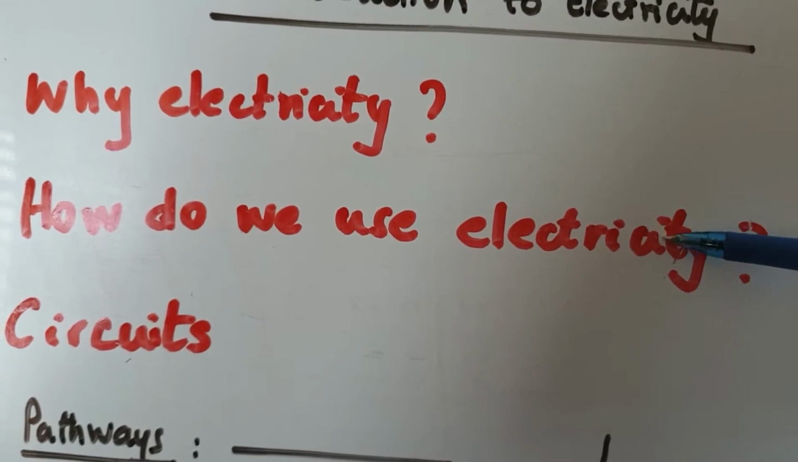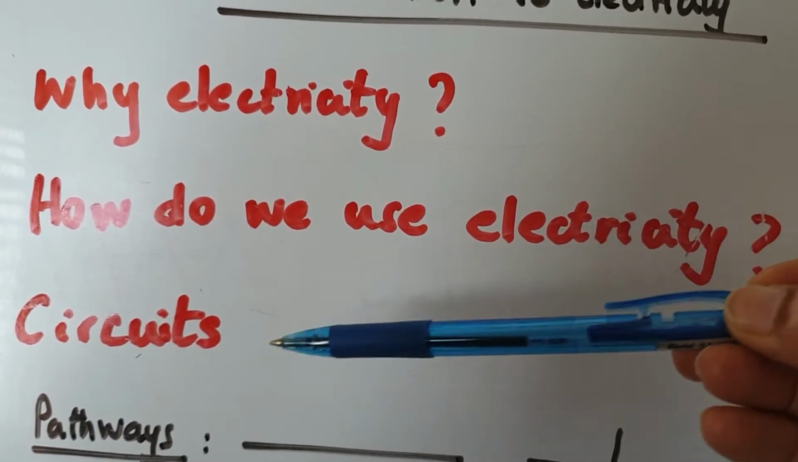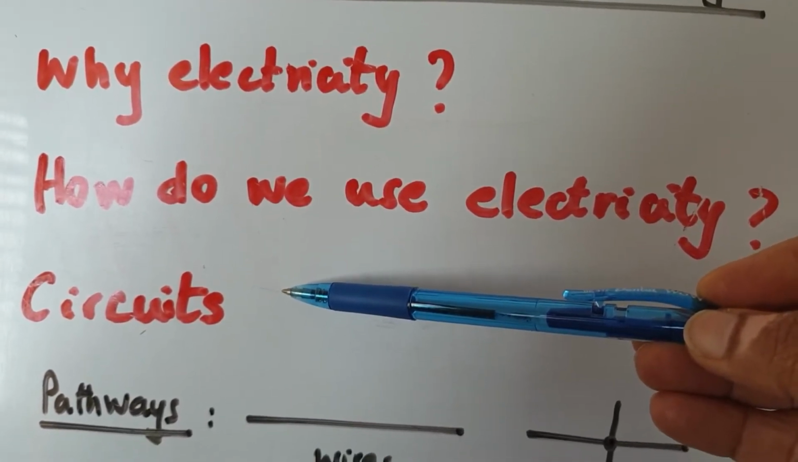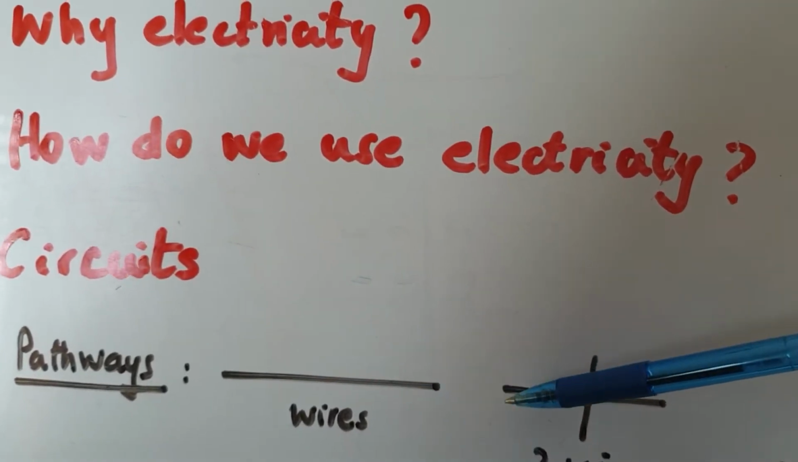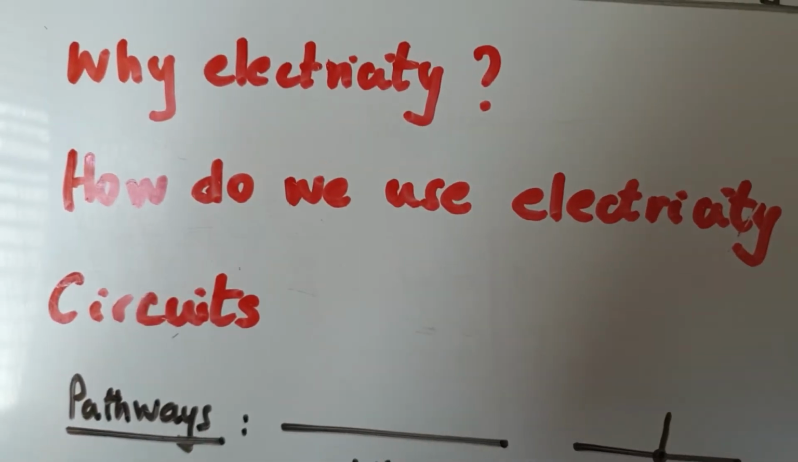So, how do we use electricity? In order to be able to use this form of energy, we actually need electric circuits. And the current in the circuit actually travels through wires. So, when we draw wires, that's a symbol that we use for wires.